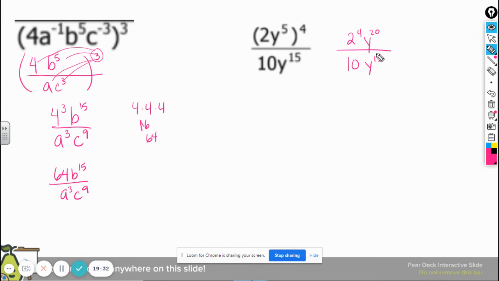Okay, so we want you to start understanding the method here. Also, let's simplify this 2 to the 4th power. Okay, that's 4, so this is 16. So we've got 16 y to the 20 over 10 y to the 15. Simplifying these two numbers, they're both divisible by 2. So we've got 8 over 5.